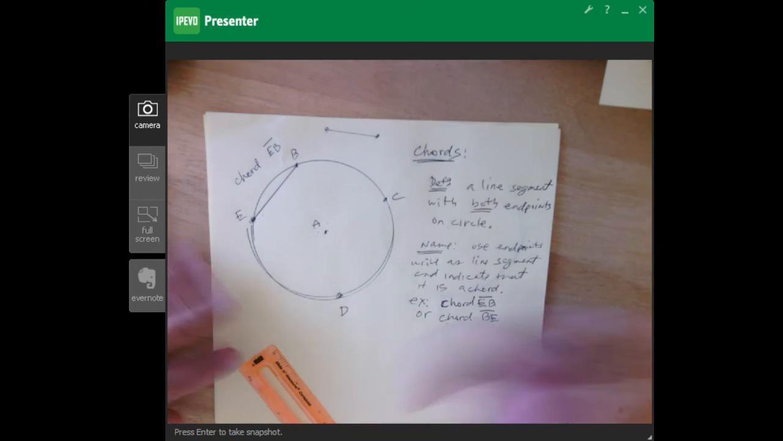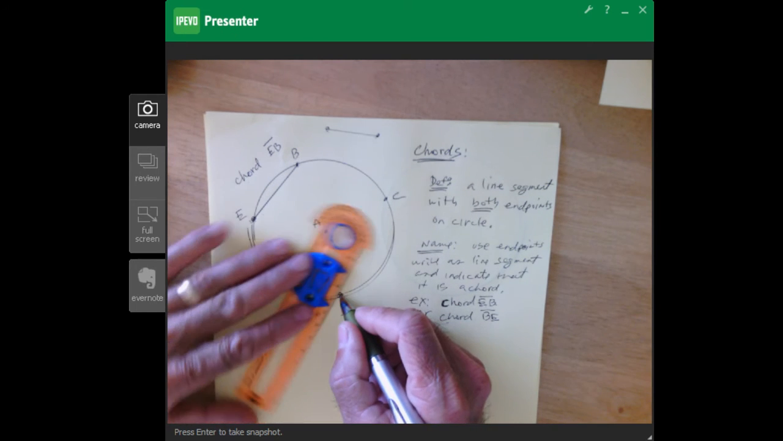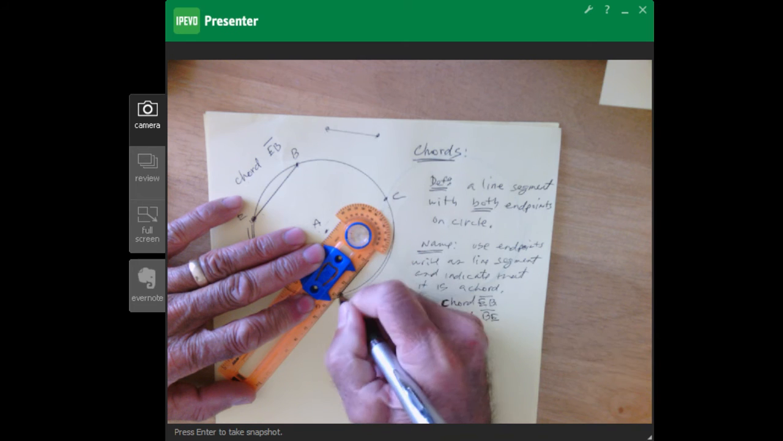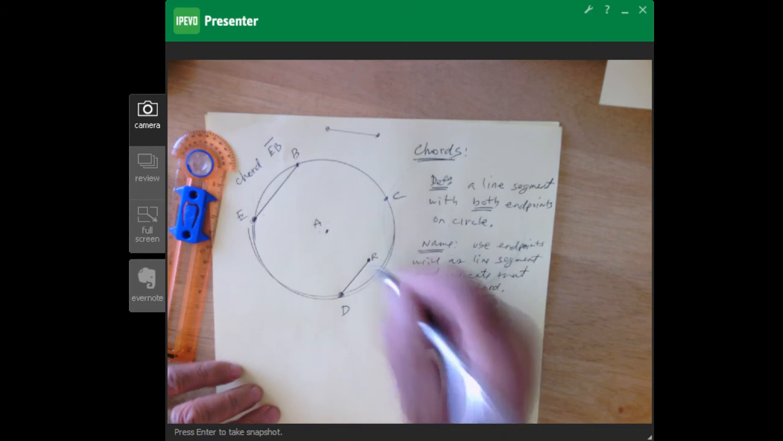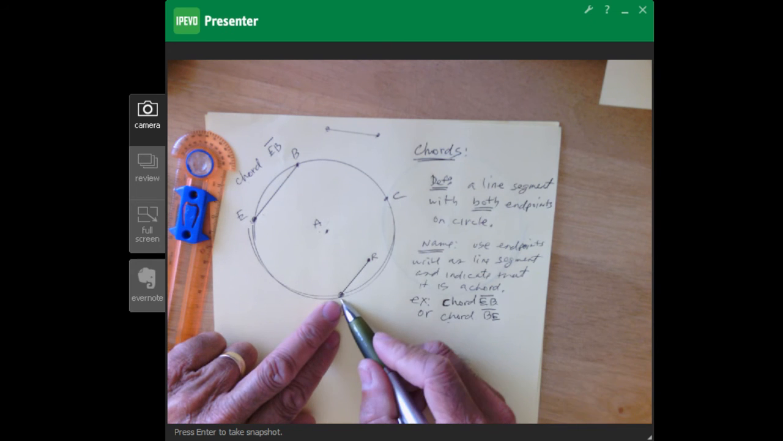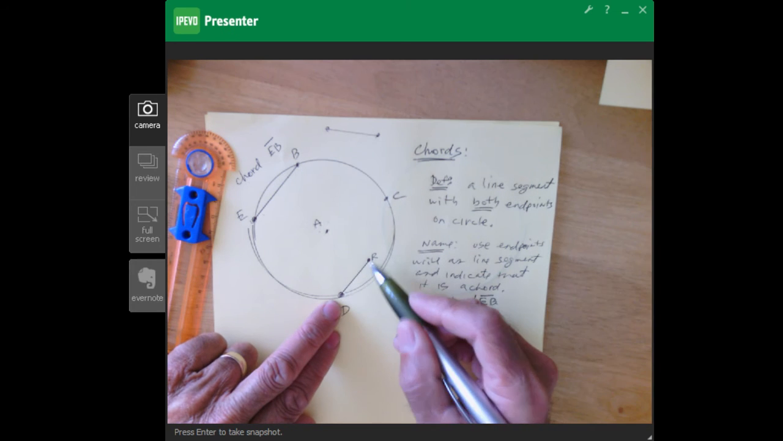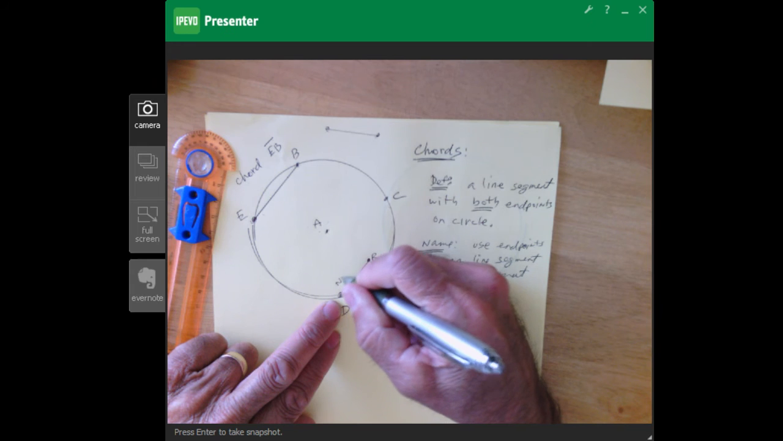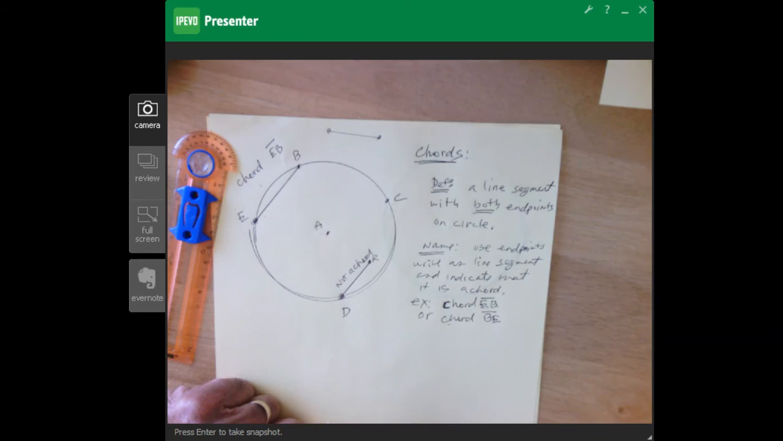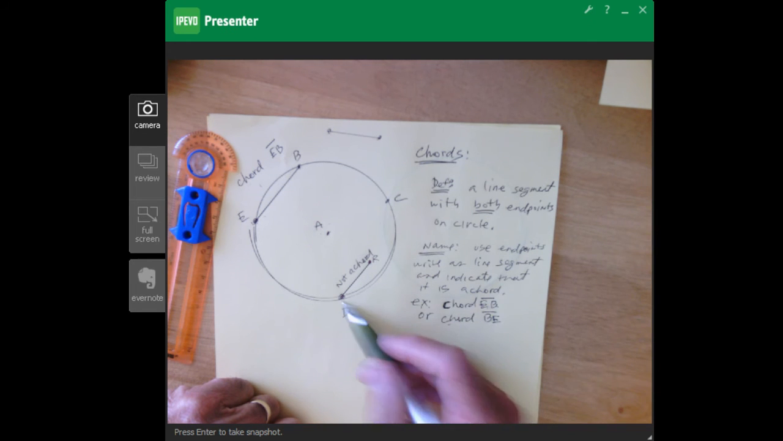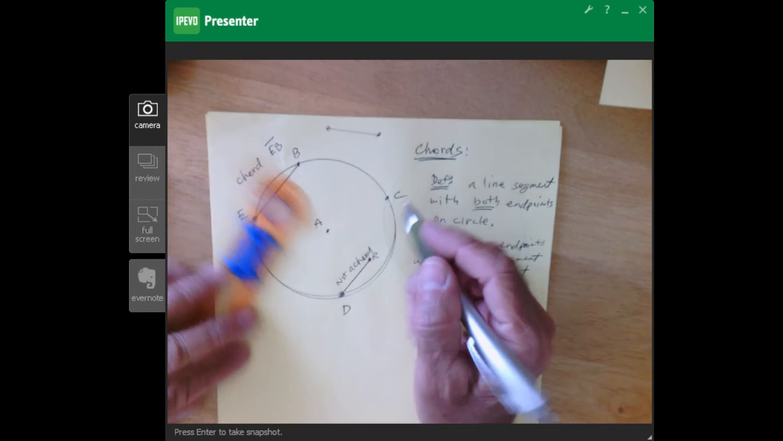Now, if we have something like this, okay, this right here has an endpoint on the circle, another endpoint that's not on the circle. This is not a chord. That's what a chord looks like. This one doesn't. If you go to the outside, not a chord.